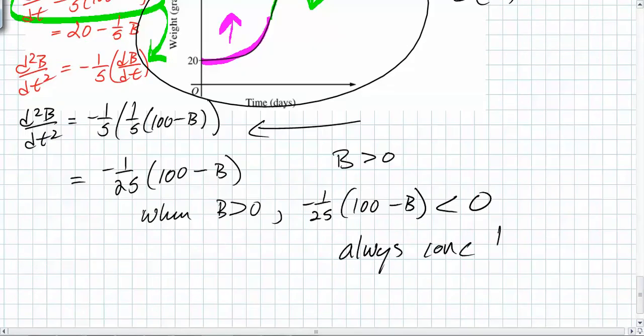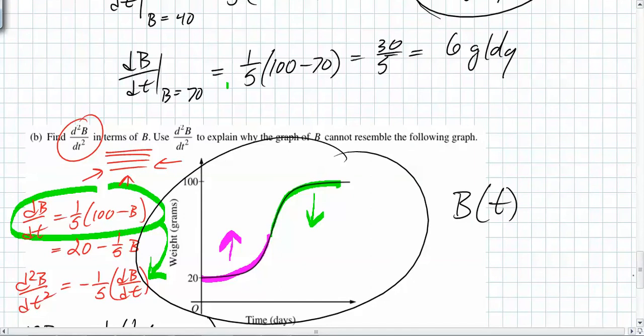So always what? Concave down. But look up here. For sometimes it's concave up and sometimes it's concave down. But what have we shown? The second derivative when B is greater than 0 is always concave down. But here's the thing. We're assuming it can't go higher than 100. If it is higher than 100, what's the population doing?